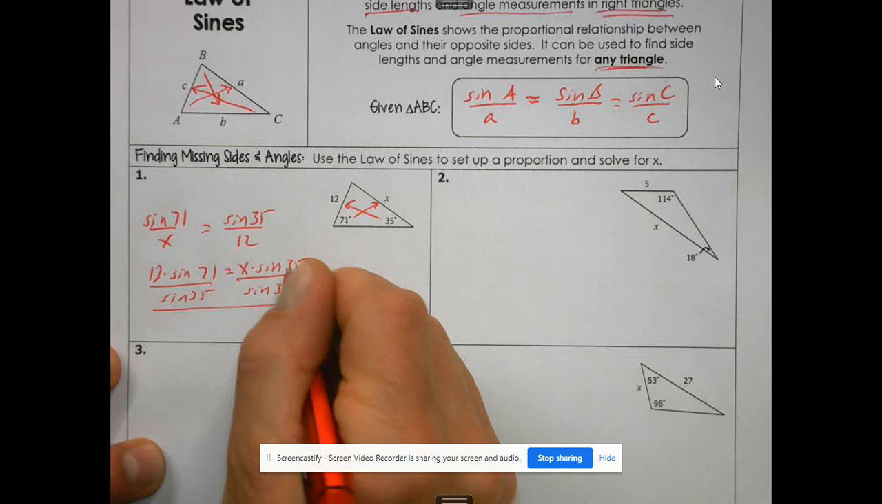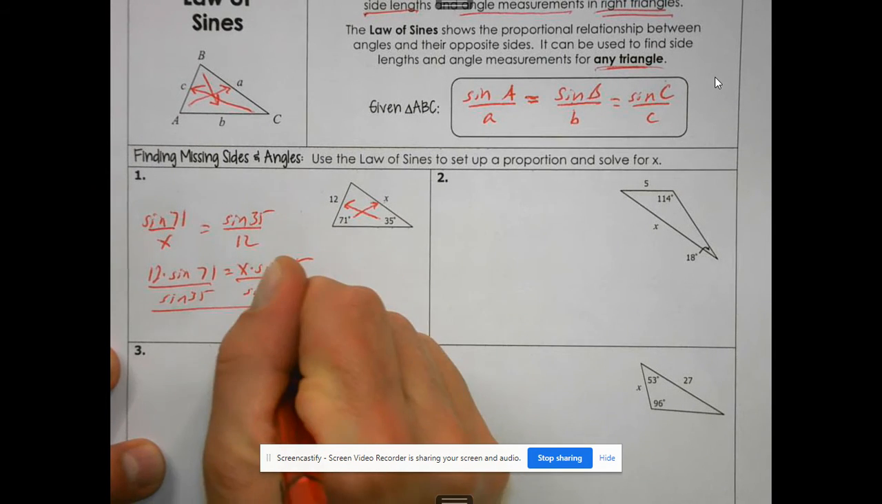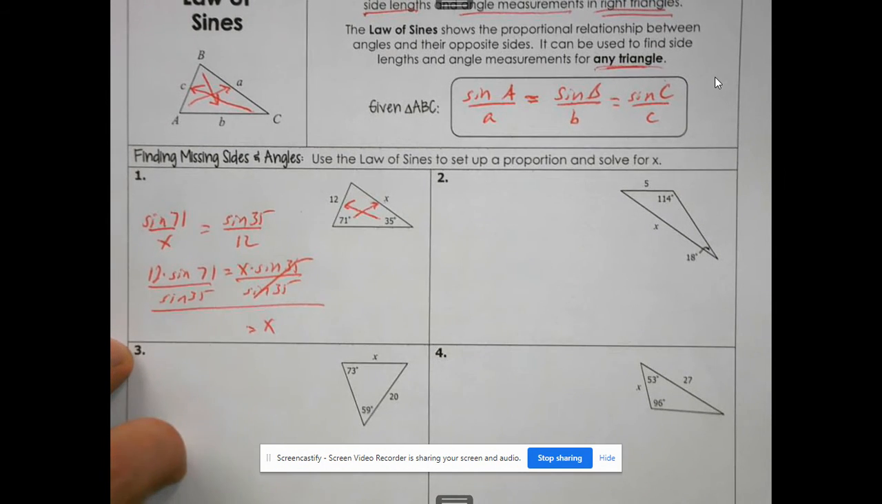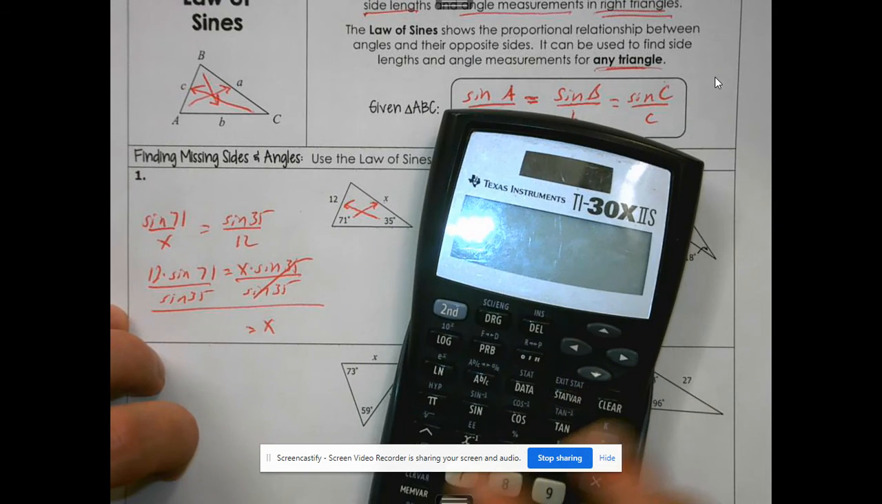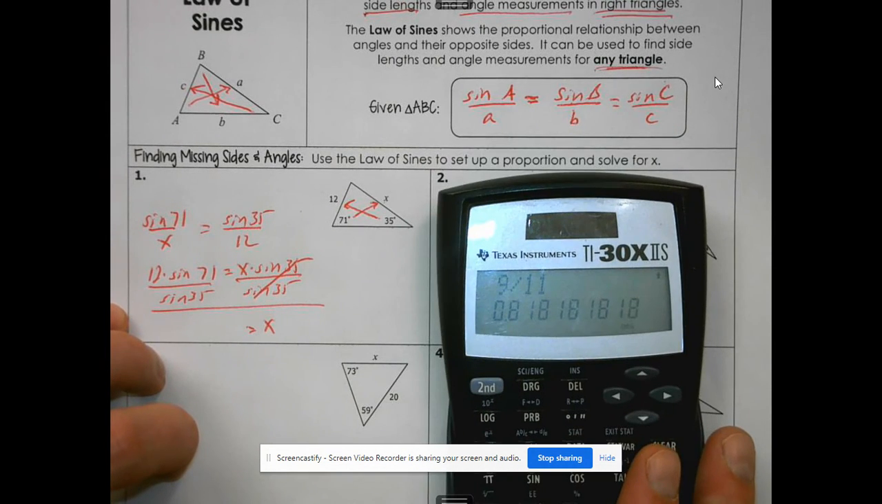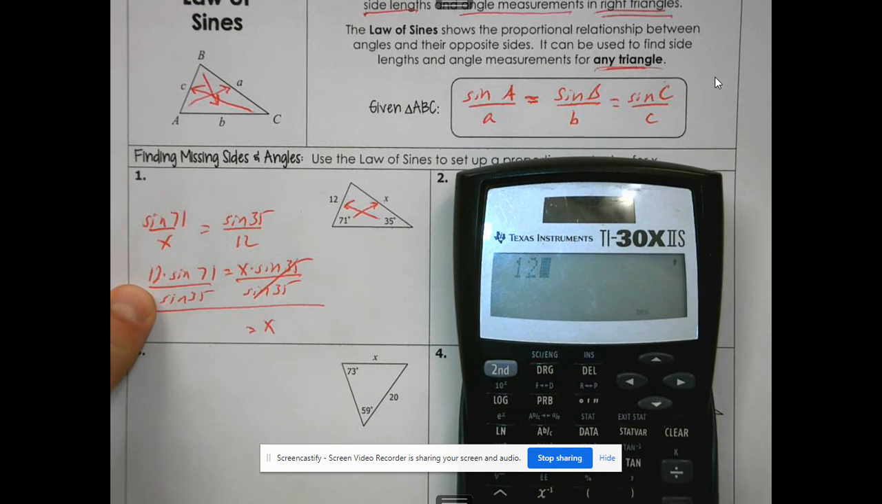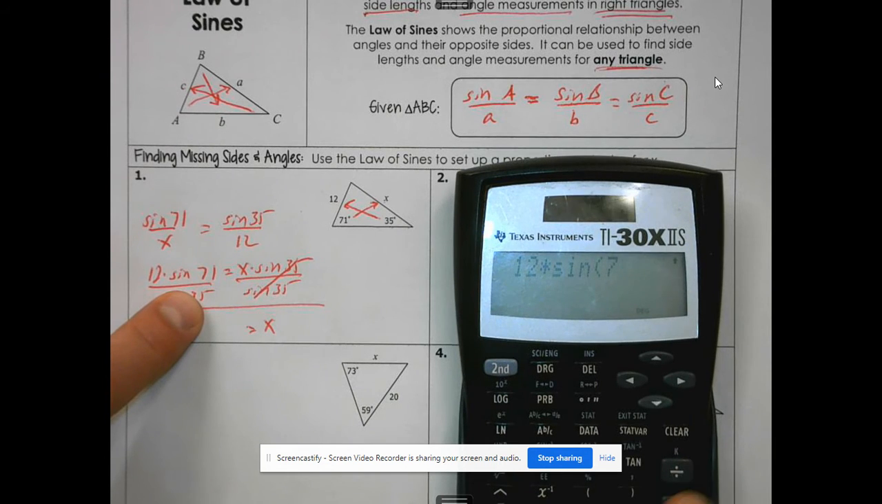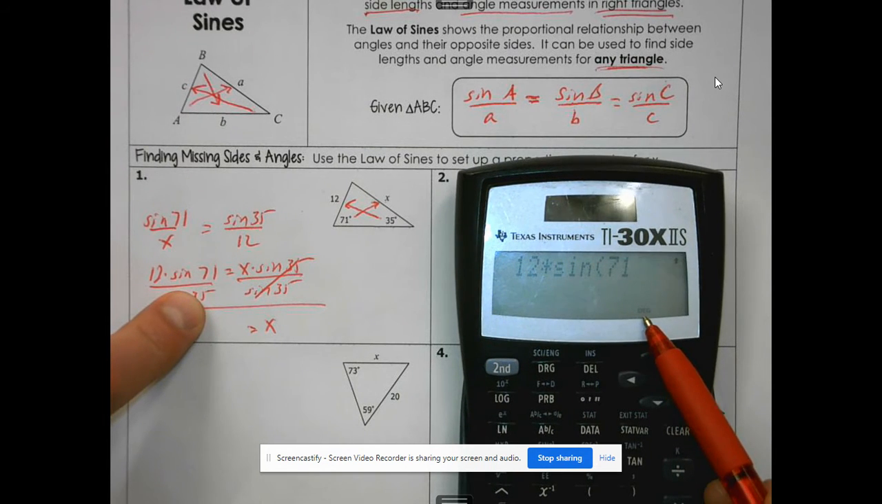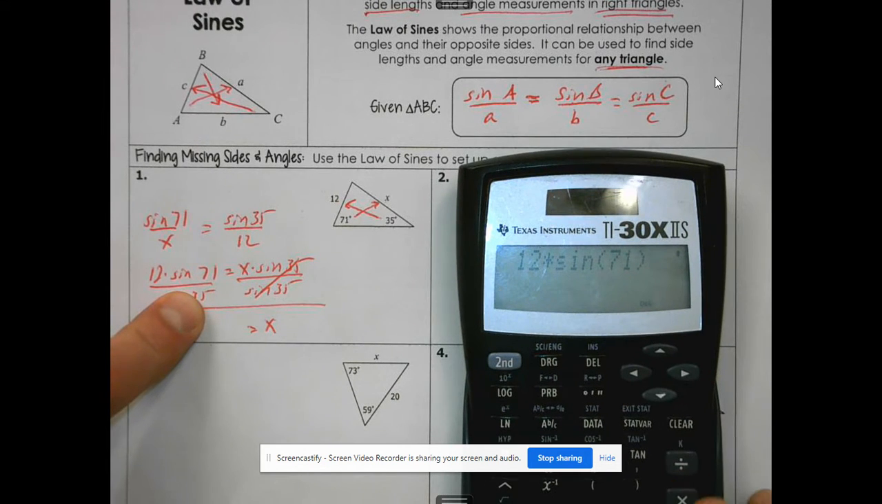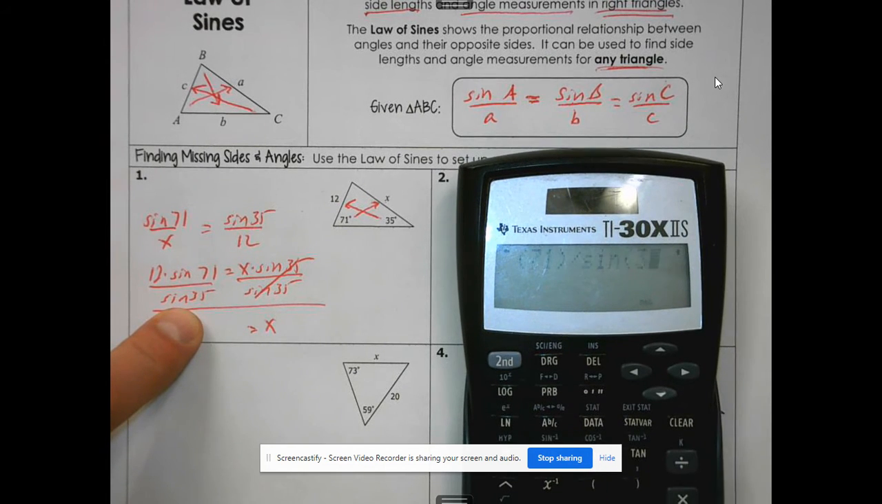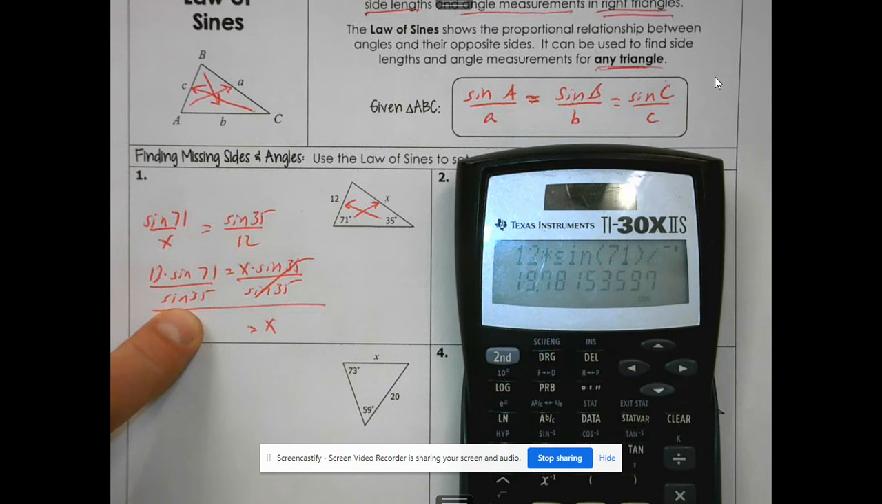Over on the right side, they cancel out, bring down the X, and then I just type in the left-hand side. It doesn't matter what calculator I have; I'll use an old TI-30 here, but same concept even if you have a graphing calculator. By the way, make sure you're in degree mode on your calculators, whether graphing or old. So 12 times sine 71, close it up, divided by sine 35. Answer is 19.8, rounded to the nearest tenth.